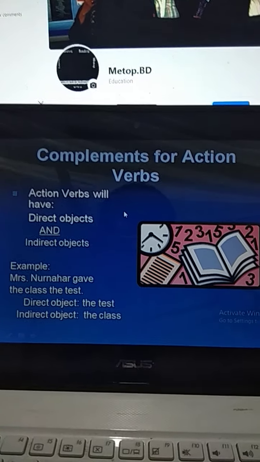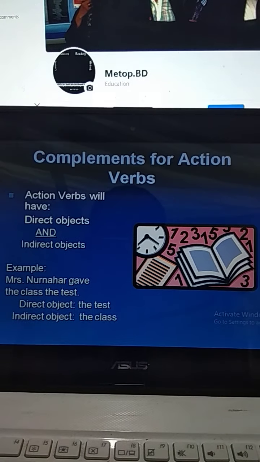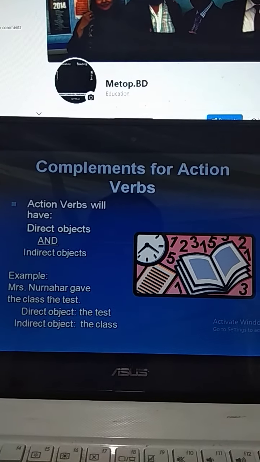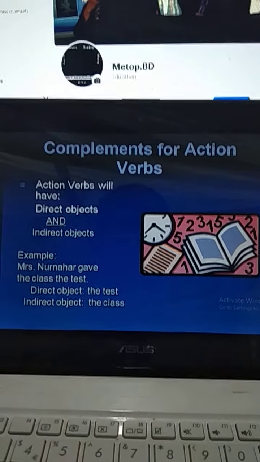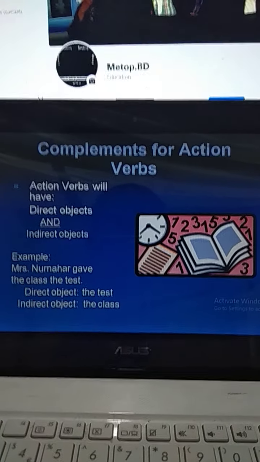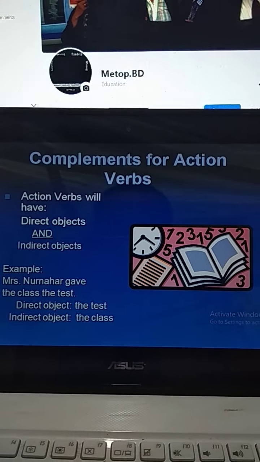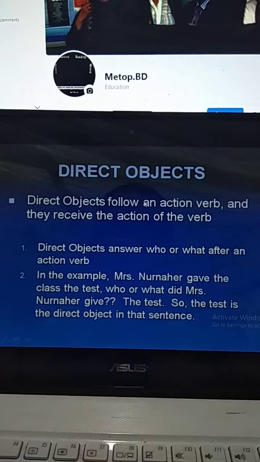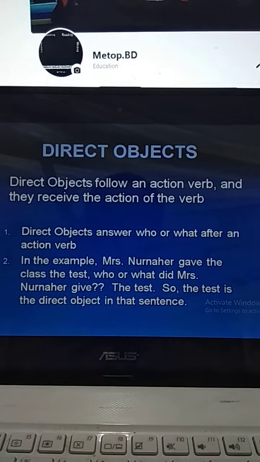Sometimes in changing active to passive, most often our dear students become confused about which one is the direct object and which one is the indirect object. From this example, I think you are clear. Okay, let's see more. Direct objects.